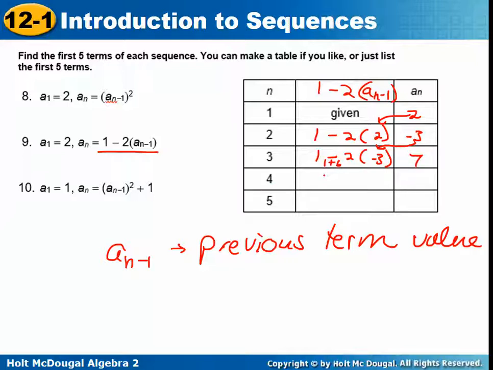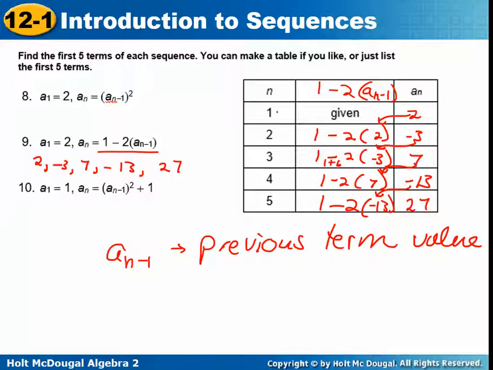And then for 4, I go 1 minus 2 times, now I plug in this value. So 1 minus 14 is negative 13. And then for the fifth n, I use 1 minus 2 times negative 13, this value, and that would be 1 plus 26, which is 27. So my first 5 terms for number 9 would be 2, negative 3, 7, negative 13, 27.